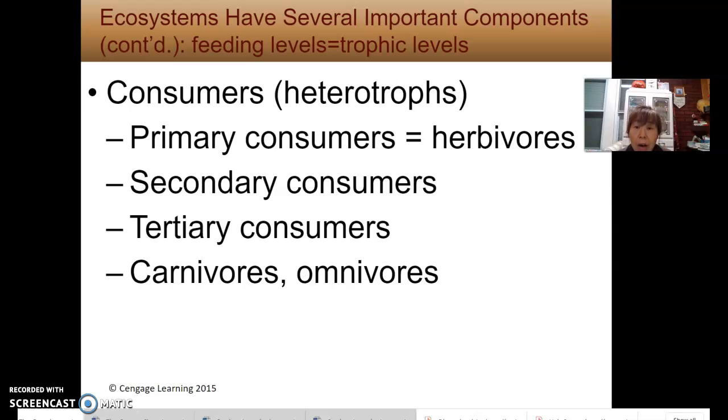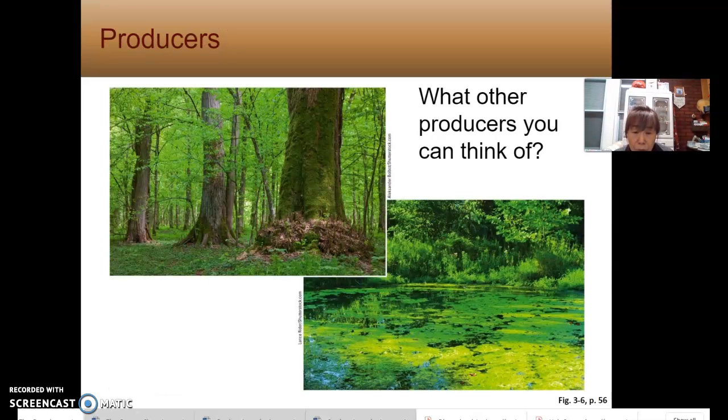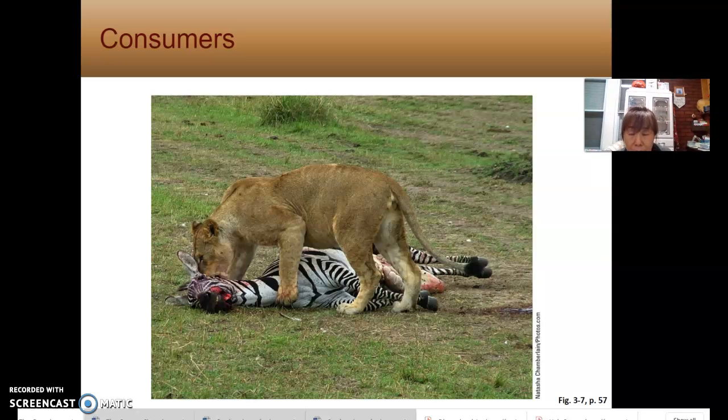And then consumers are also called heterotrophs. They have different names. One is primary consumers. They are also called herbivores. You can have secondary consumers. You can have tertiary consumers. And then carnivores or omnivores. Nevertheless, they are heterotrophs. So those are the producers doing photosynthesis. Remember, you have autotrophs which do not use photosynthesis, okay? And then those are consumers.